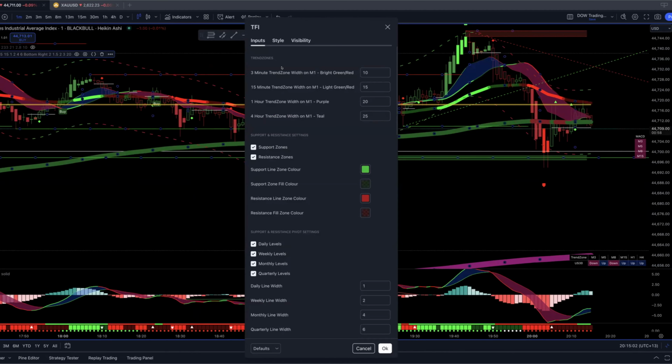So most people trade on a 1 minute, but of course other people trade in other time frames, and this indicator is great for any time frame. I've said it a few times. The higher the time frame, the more accurate it becomes. And so these zones here, the 3-minute trend zone, the 15-minute trend zone, we're familiar with these, the 1 hour, which is purple, the 4 hour, that's teal.